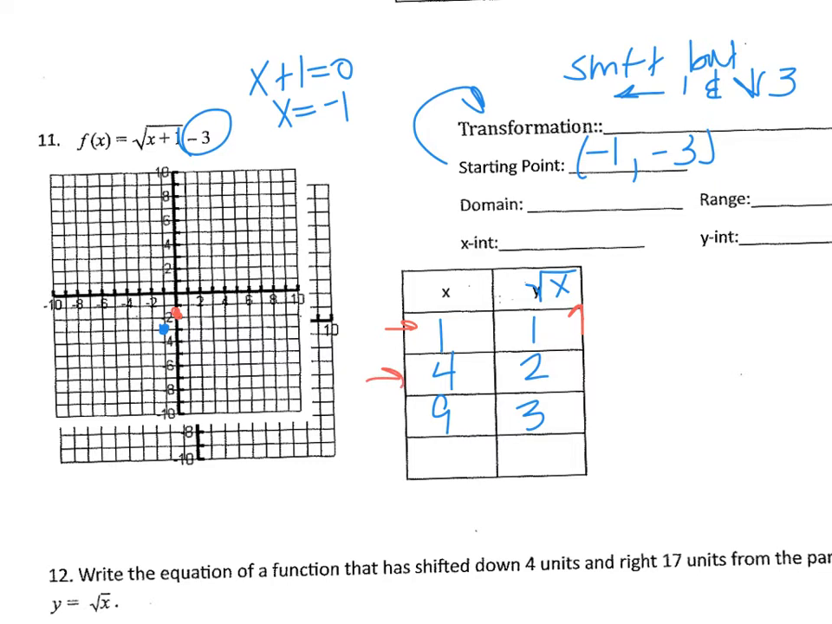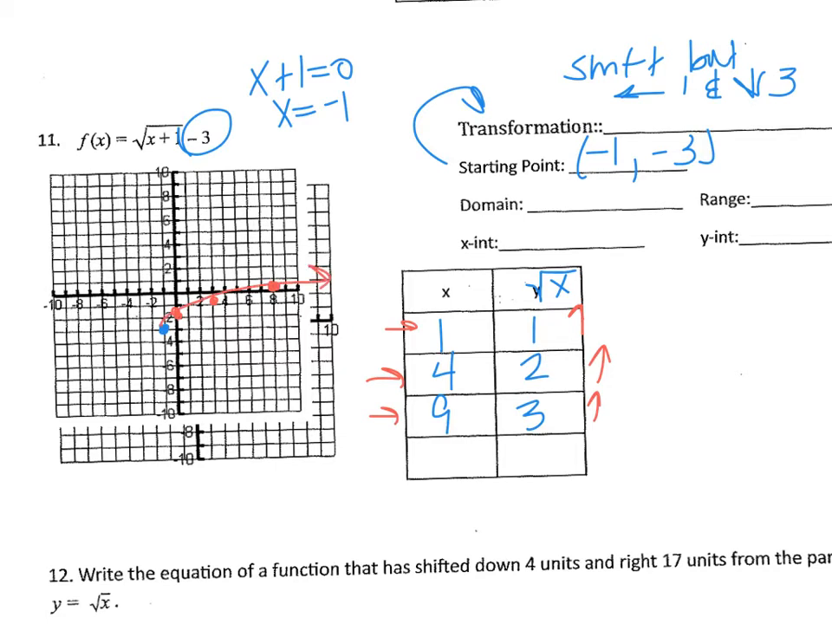And then I'm going right 4, up 2 from the vertex. 1, 2, 3, 4, up 2. And then I'm going to go right 9 and up 3. So 1, 2, 3, 4, 5, 9, and 1, 2, 3. And that puts me at the x-intercept, so that's nice. So if I draw my graph, there is my square root graph.